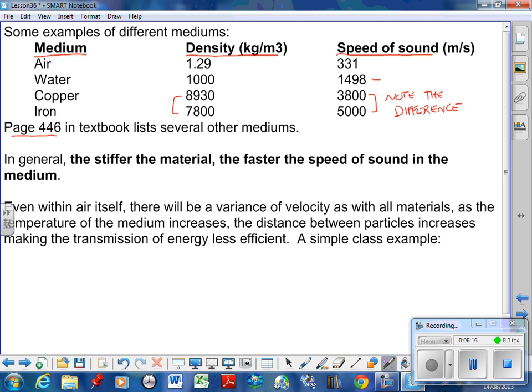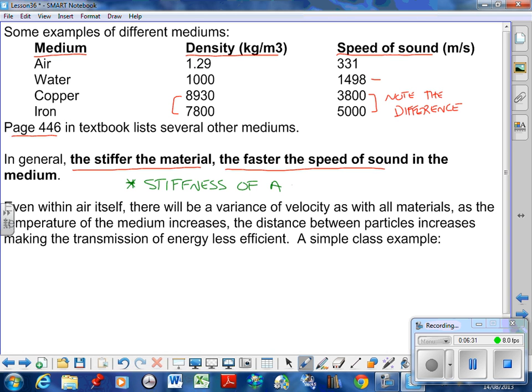It's this statement right here. The stiffer the material, the faster the speed of sound. So stiffness is the major factor when it comes to speed. So stiffness of a material plays a larger role. Okay, so stiffness of a material trumps density. So general rule of thumb, the denser the material, the faster it goes. But stiffness is really your defining factor.